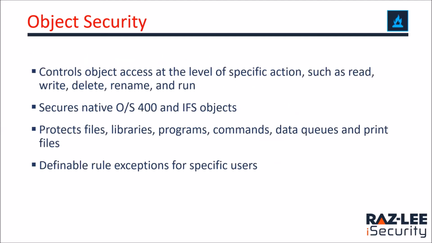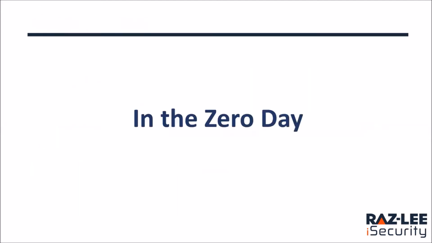Object security is something you have to take into consideration, because you can make rules and exceptions for a specific user. Not only specific users, we are also working with user groups. So you can protect your objects in a rule that includes a user group. And this is very important because it also secures native OS/400 and IFS objects.